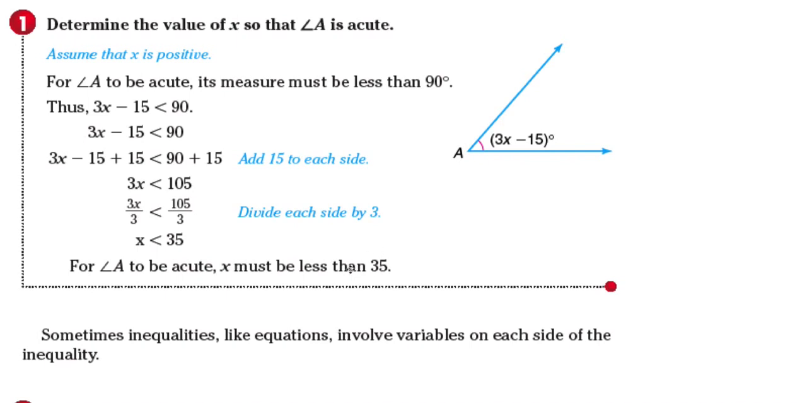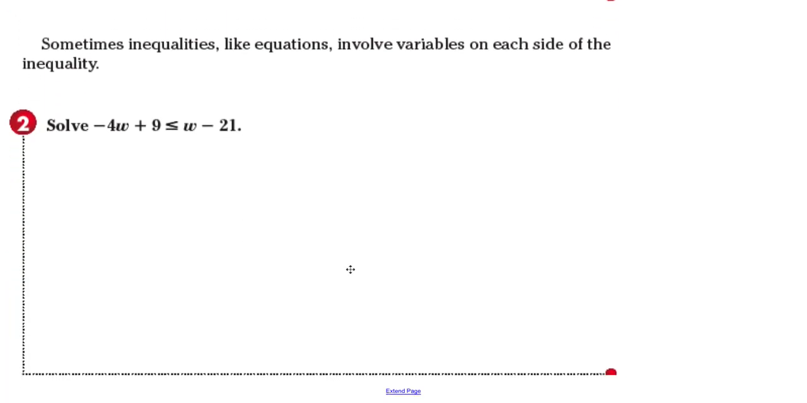Sometimes inequalities, like equations, involve variables on each side of the inequality, just like example 2. If you want to solve negative 4w plus 9 less than or equal to w minus 21, you notice there are variables on both sides of the inequality. So in this case, we want to undo w. So first, we copy the inequality.